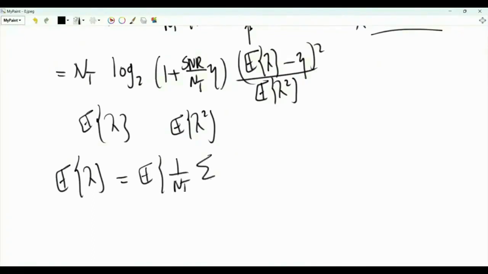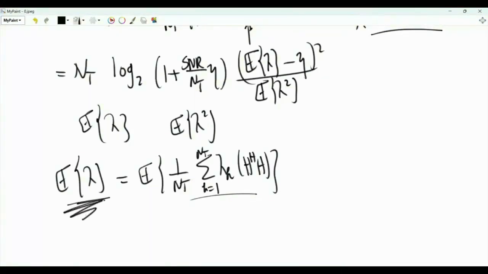I can write it as 1 over nt and then a summation of the eigenvalues, the unordered eigenvalues, like this. What is the benefit of writing down the expectation in this way? Here we are exploiting the fact that the eigenvalues are identically distributed, so they have the same moments. The benefit of rewriting this expectation as an expectation that involves the sum of the eigenvalues is that we can replace the sum of the eigenvalues by the trace of the matrix.